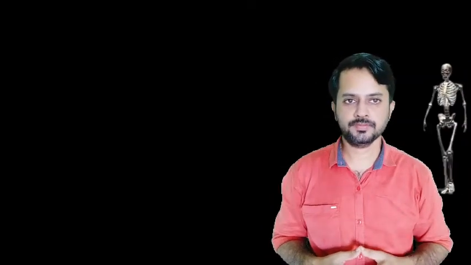In our previous class, we discussed different types of skeleton in organisms. We have seen exoskeleton, endoskeleton, and examples for exoskeleton like snail, crab, etc. And we have discussed organisms with endoskeleton. At the end of today's video, you will be able to describe endoskeleton in human beings. Let's move to the topic.